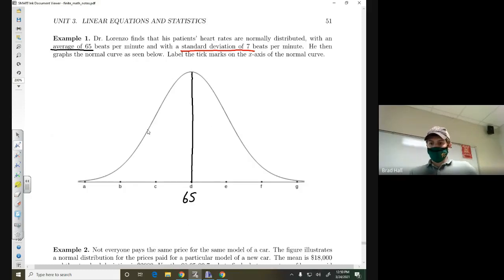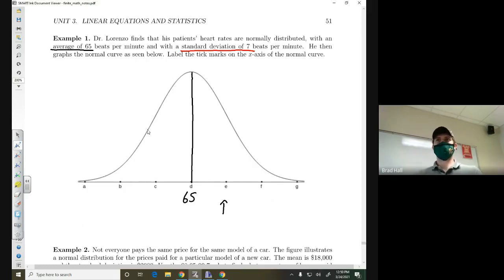So the center, we get that one for free. Now the standard deviation of 7 will help us look at values adjacent to this one. So how would we figure out, say, E? Well, standard deviation doesn't tell us the value explicitly, but it does tell us how to reach that value in relation to the mean.